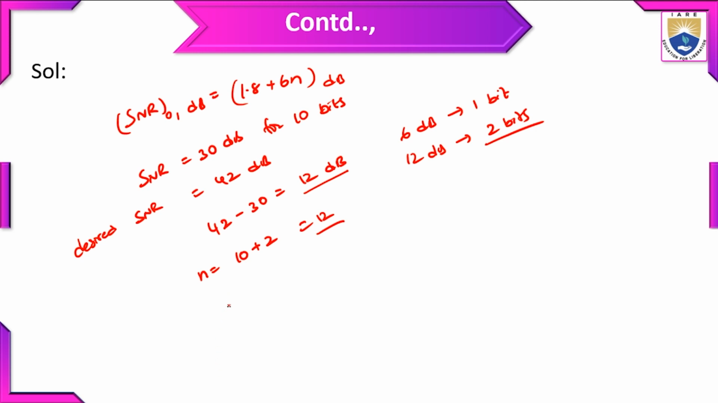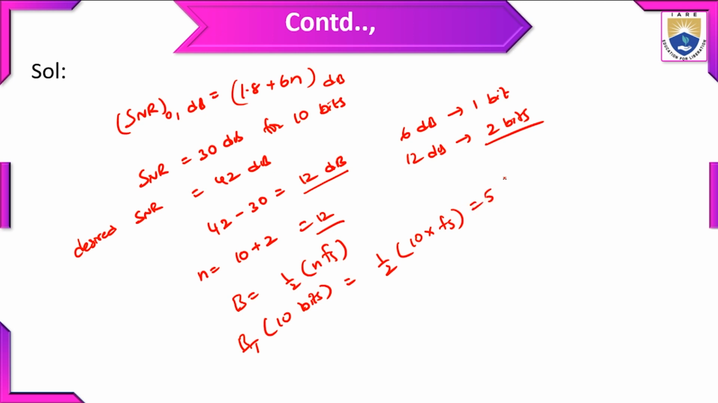Fractional increase in bandwidth. So the bandwidth is equal to 1 by 2 of nFs. So nFs is nothing but the bit rate. The bandwidth is equal to 1 by 2 of the bit rate. So first you find the bandwidth for 10 bits, then for 12 bits. The bandwidth for 10 bits is equal to 1 by 2 of 10 Fs, then it is 5 Fs. Why? Because here they require the fractional increase. So Bt for 12 bits is 1 by 2 of 12 Fs. So it is 6 Fs.